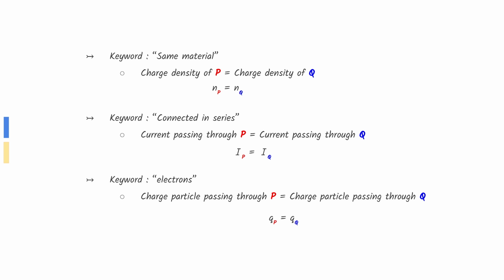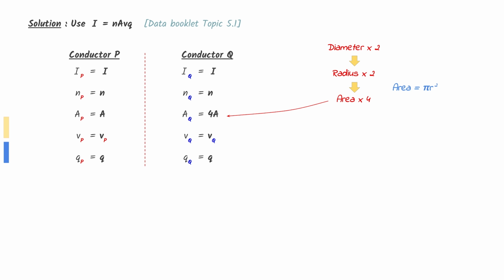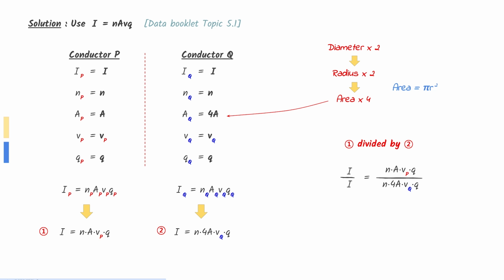Let's first have a closer look at the question. Same material means that the charge density is the same. Connected in series means that the current is the same. Electrons pass through both cylinders, meaning that the charged particle is also the same. All the information has been arranged here. Put these values into the equation given in the data booklet. Divide equation 1 with equation 2, cancel out, and rearrange to find your answer.